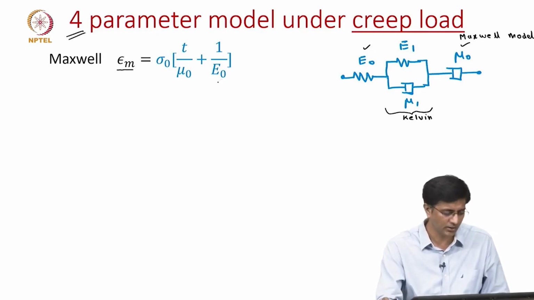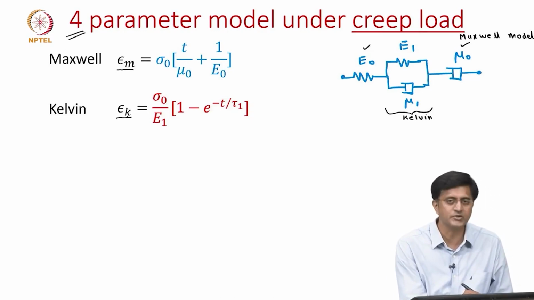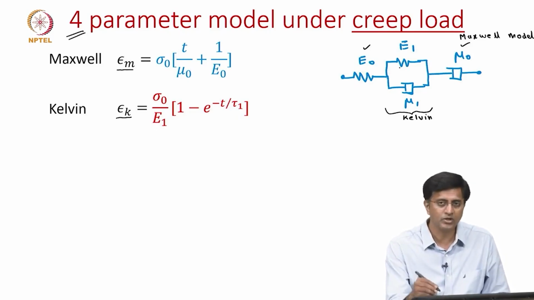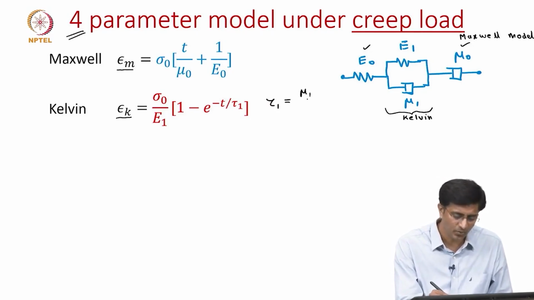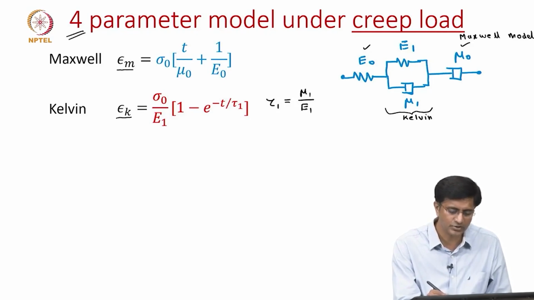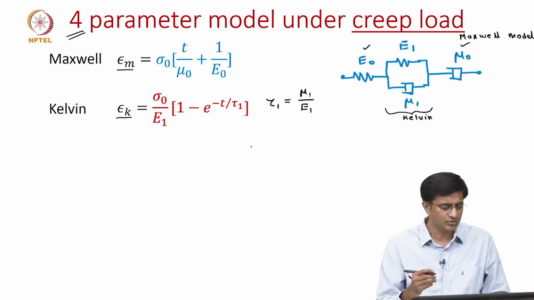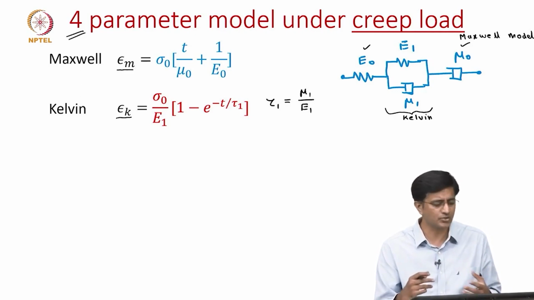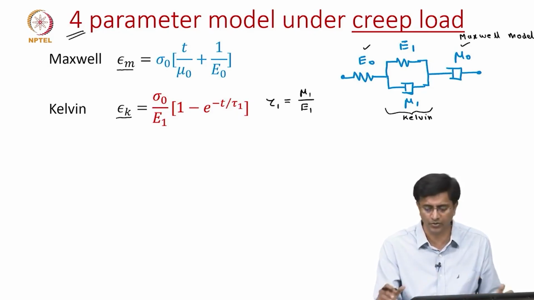Okay. Next, we will look into the Kelvin model, where the strain in the Kelvin model, epsilon k, is given in terms of E1, the spring modulus present in the Kelvin model, times tau 1. What is tau 1 here? Tau 1 is the relaxation time given as mu 1 by E1. So, these are the viscosity and modulus in the Kelvin model. Okay. So, once we have this creep response of Maxwell and Kelvin, it should be easy for us to write the creep response of the 4 parameter model, because it is simply the sum of both.